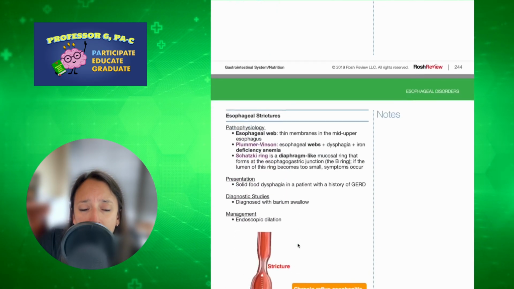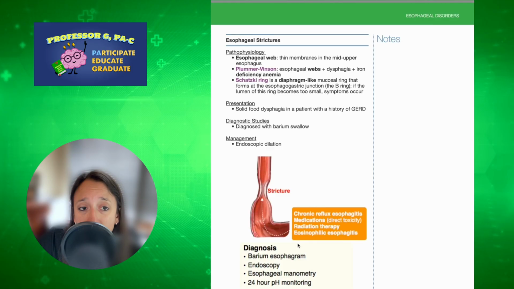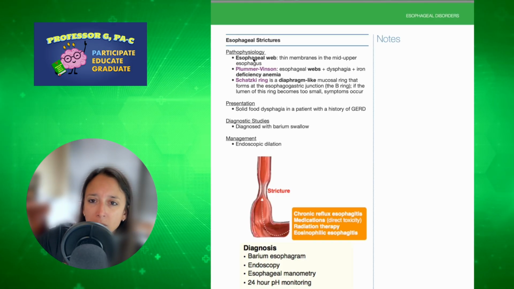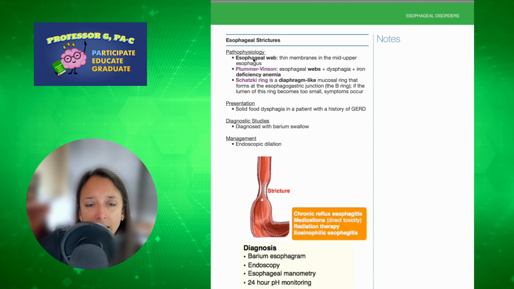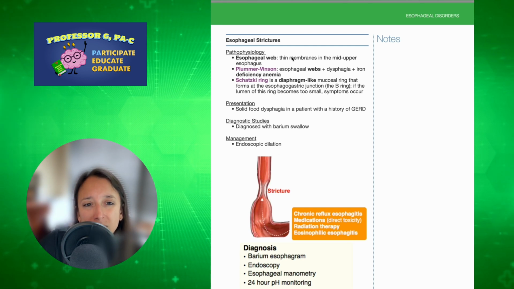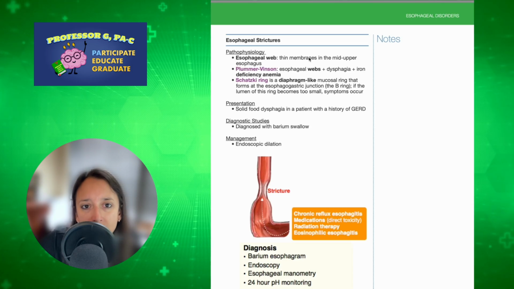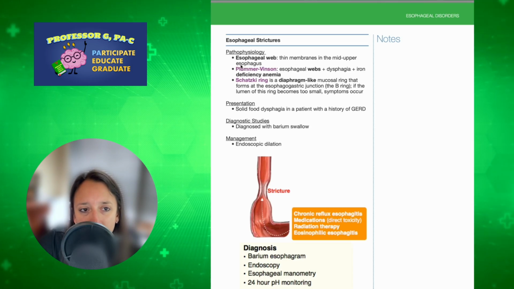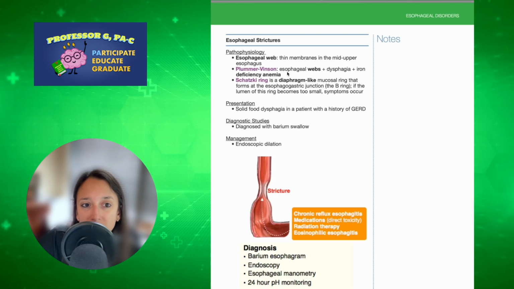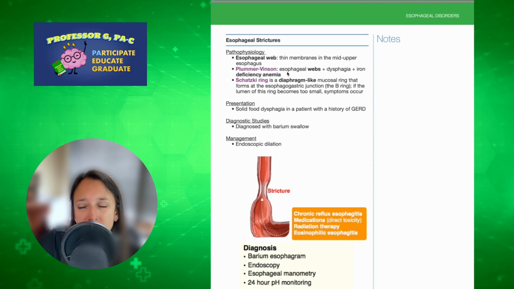All right, esophageal strictures. So there are different types of strictures. We have esophageal webs, which look like little cobwebs, little thin membranes that take up a little corner of the lumen of the esophagus. We can also get what's called Plummer-Vinson, which is esophageal webs plus dysphagia plus iron deficiency anemia. So you'll look for the spooning of the nails and glossitis and other things along with it.